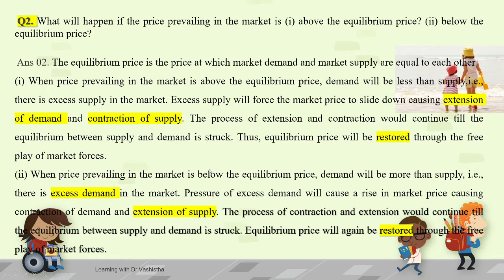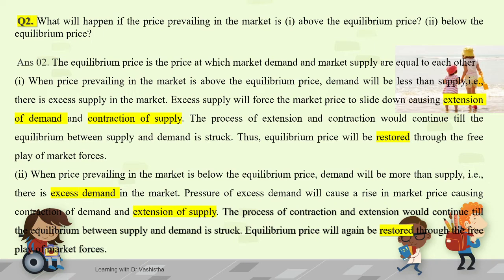But if the prices are above the equilibrium price, demand will go down, and that will create a situation of excess supply. That would force the market price to slide down, and that would cause extension of demand and contraction of supply further. This will happen so as to restore the equilibrium position.